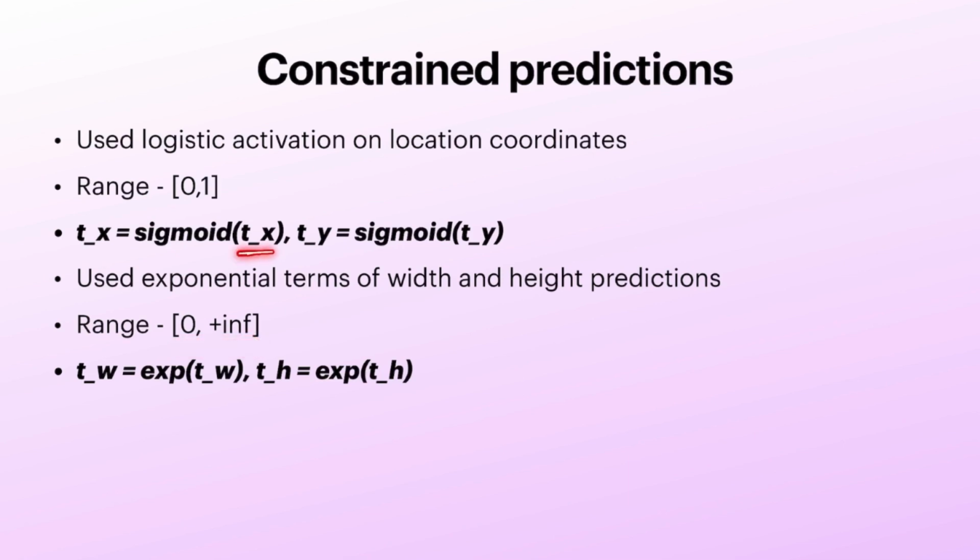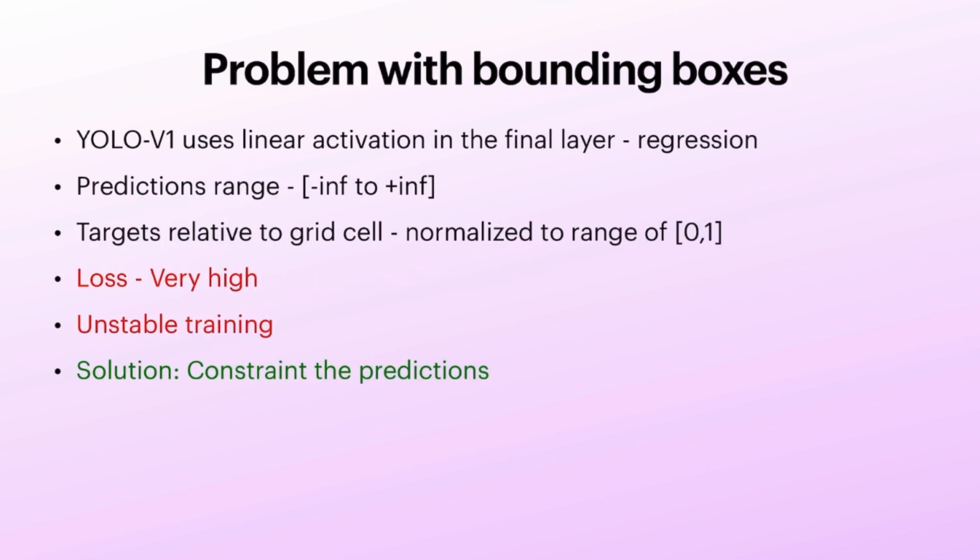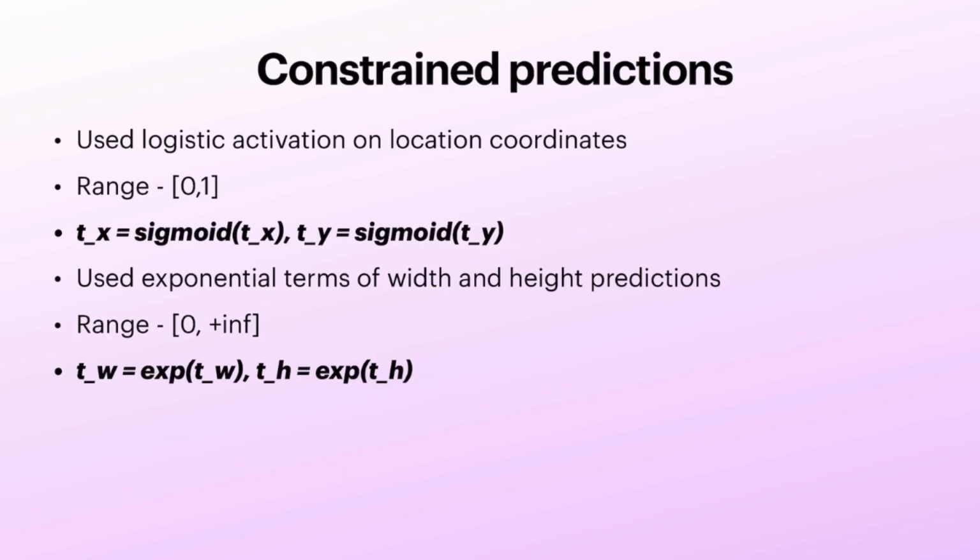So for the xy coordinates, which is the center of my object, I will do sigmoid on top of the predictions. So this tx, ty, tw and th are my predictions. On top of the predictions, for x and y coordinates, I will apply the sigmoid. And then for width and height, I will apply exponential so that it will not have negative values. So by doing these operations, I am constraining my predictions. Now if I compare the output of this, I will have values between 0 and 1. My targets also have the range of 0 to 1. So I will get low loss values.